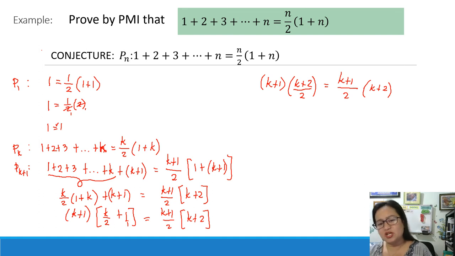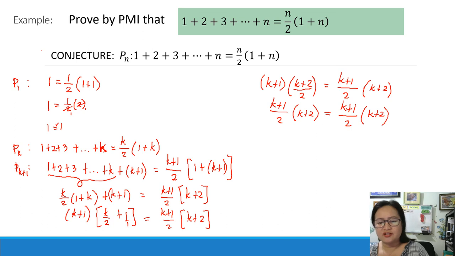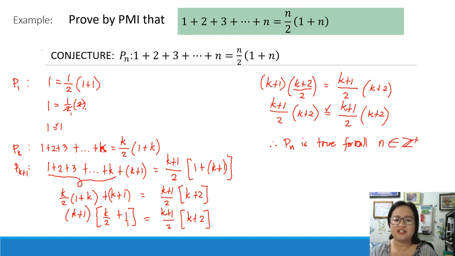Now, as you can see, we can just extract the denominator here. Instead, we put it under k plus 1. Then we will have k plus 2, which is similarly equal or the same as the expression at the right. So therefore, our conjecture, p sub n is true for all n, elements of the set of positive integers.